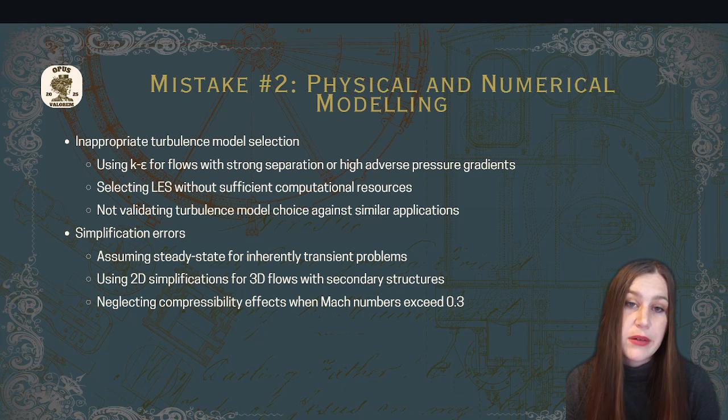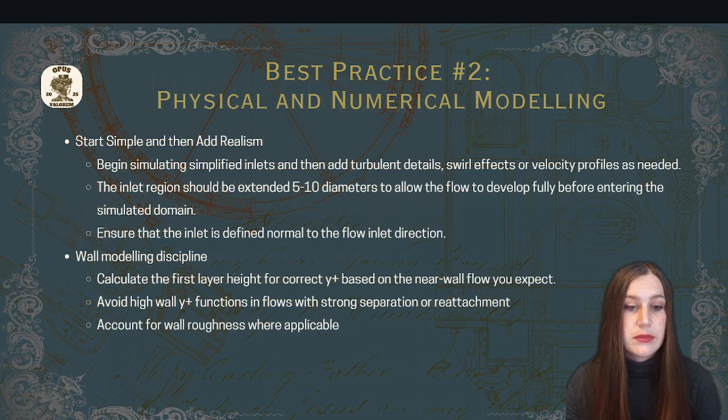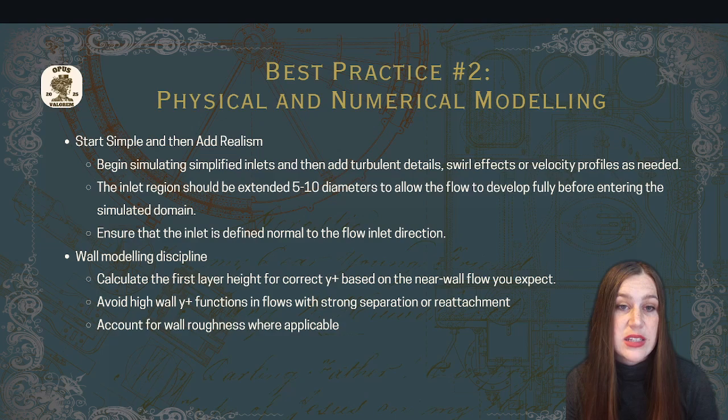Then, there may be some errors in simplification, where you assume steady state for inherently transient problems, like vortex shedding, or you use 2D simplification where secondary flows have a third-dimensional effect, or you neglect compressibility where the Mach number is higher than 0.3. To address the inlet boundary mistakes, you should start simple and add realism.